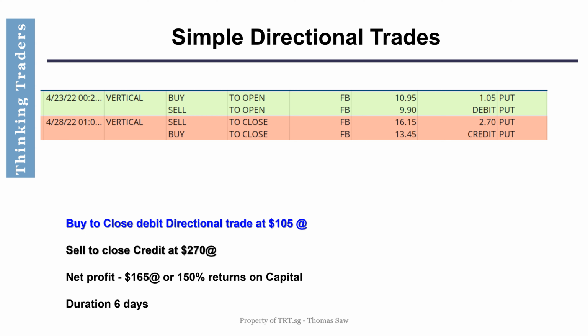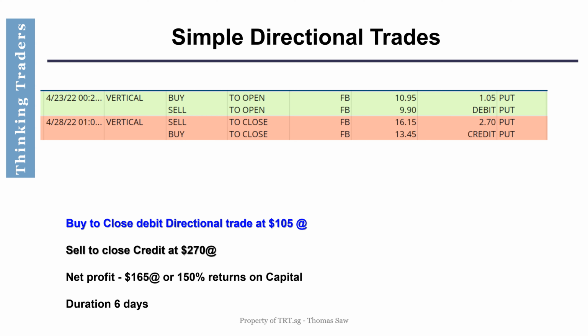Okay, this is a recent trade which I did for fun. I bought a vertical spread for $1.05. I held it for about 5-6 days, and I may take profit at 2.07. Now, do you understand what I'm saying?